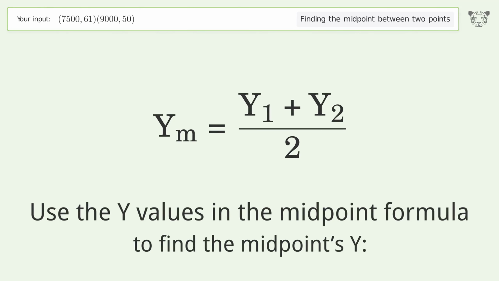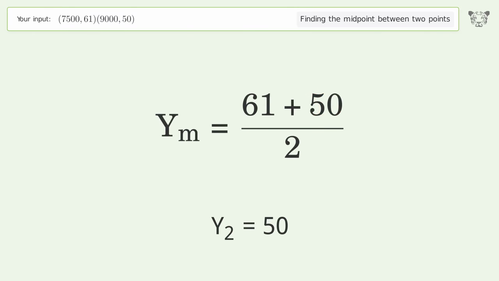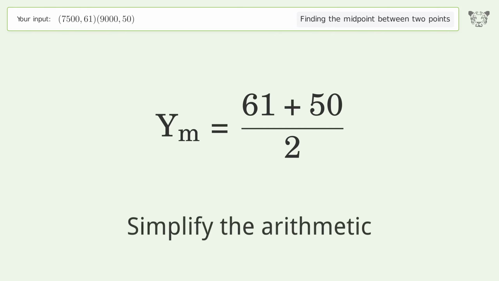Use the y values in the midpoint formula to find the midpoint's y. y1 equals 61. y2 equals 50. Simplify the arithmetic.